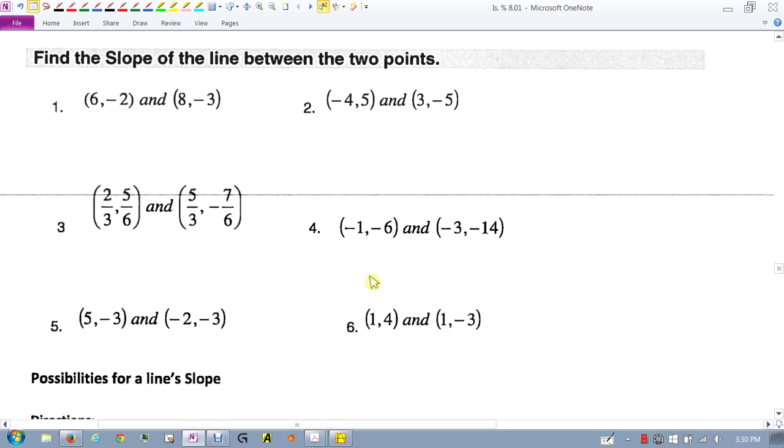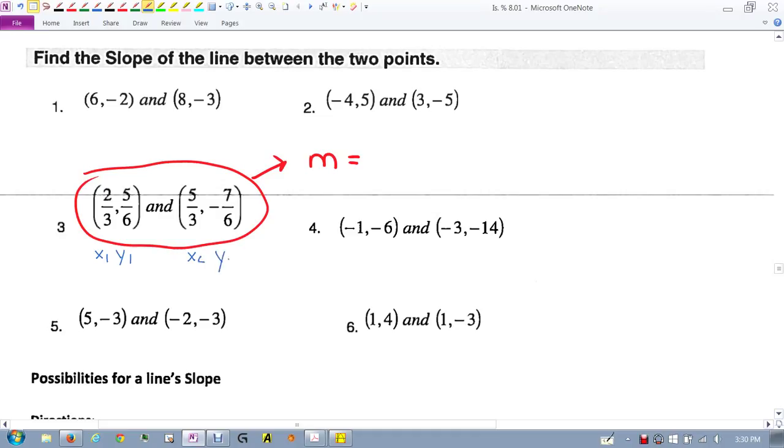This one just looks tedious, and I don't want to go through all these because it's going to take too much time. Let's look at this one because it has fractions. I know you enjoy fractions, and I'm all about making sure you have fun. So how about we label these? I like x1, y1, x2, y2.